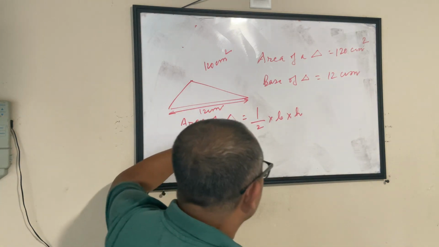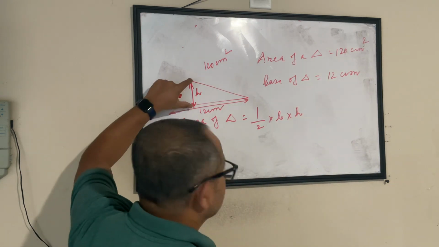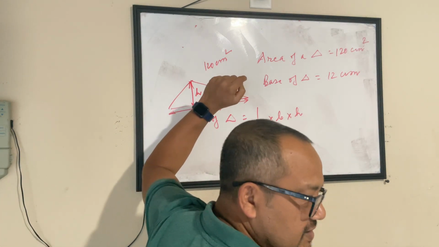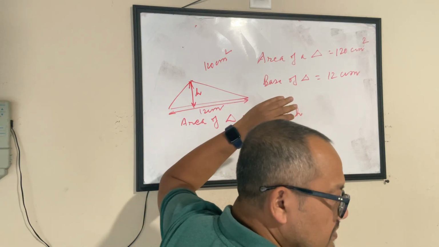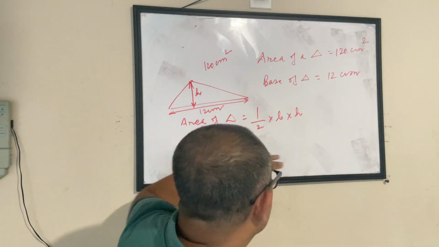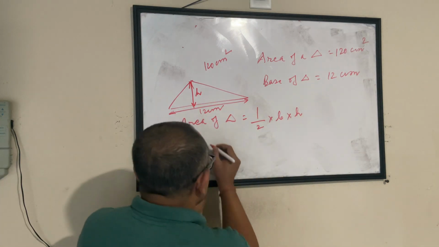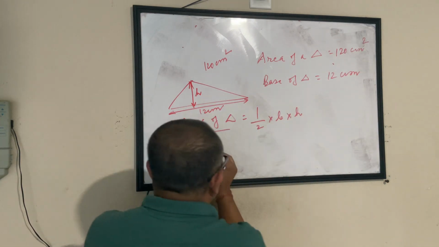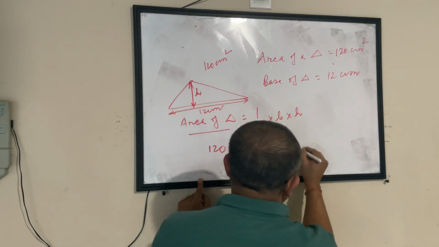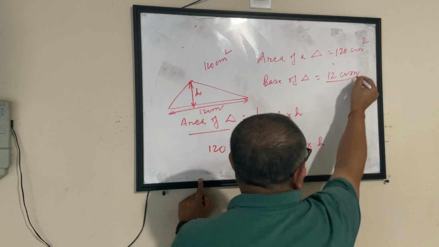Okay. So area of a triangle is half into base into height, and this is the height we are trying to find out. We don't know how tall the triangle is. That's what we are trying to find out. So half into base into height. This is the formula we know, which says area of a triangle is half times base times height. Area of the triangle is given to us, 120 centimeter square, equals half into base into height. Now we know base is also given to us, 12 centimeter.